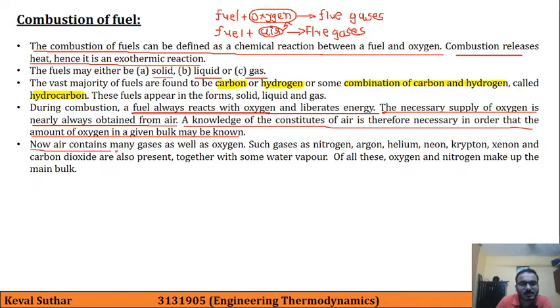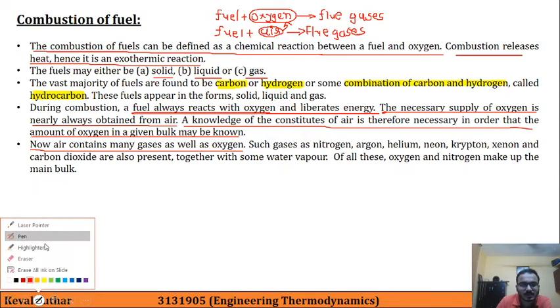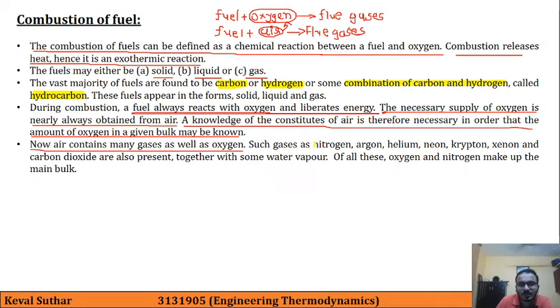Now, air contains many gases as well as oxygen. Air can have nitrogen, argon, helium, neon, krypton, xenon and carbon dioxide, as well as some water vapor. You can see that out of the whole air only oxygen is necessary for us, and along with this we have this much of the other gases present in the combustion process.